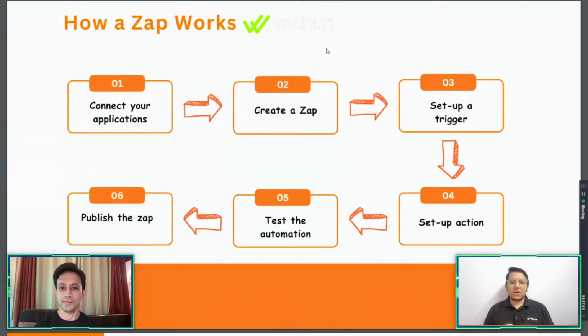So always do countless tests, do multiple things, enter multiple types of data in a particular field, and once you're confident with it, then you publish the Zap, right?